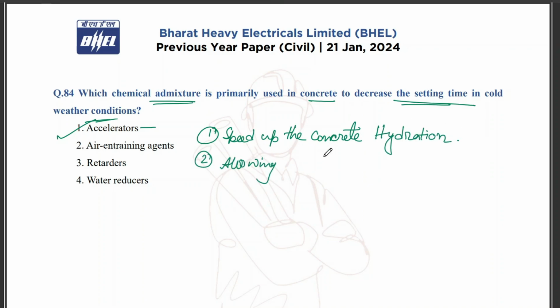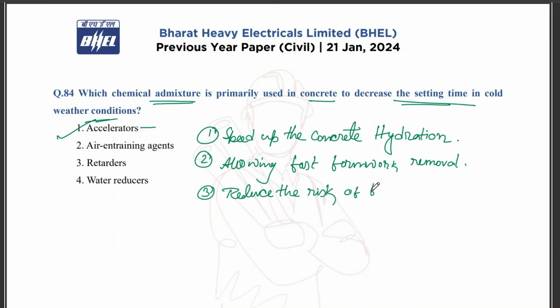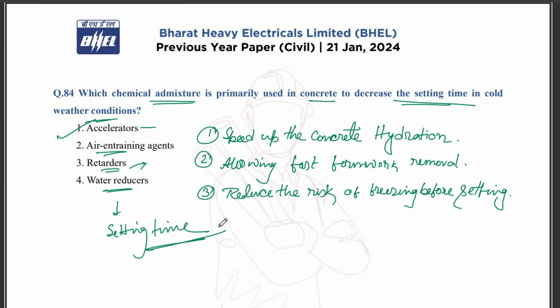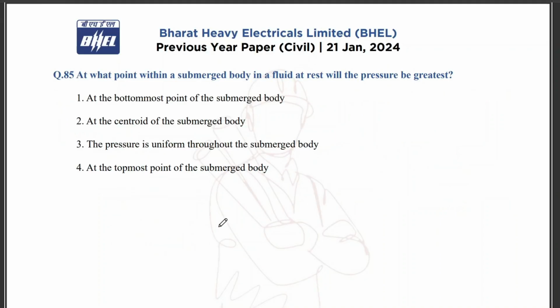Second one is allowing fast formwork removal. Third one is reducing the risk of freezing before setting. So here option 2 is air entraining agents. This is used to improve freeze-thaw resistance. Retarders increase setting time, and water reducers reduce water content while maintaining workability but do not accelerate the setting time. Okay. So next question, 85.